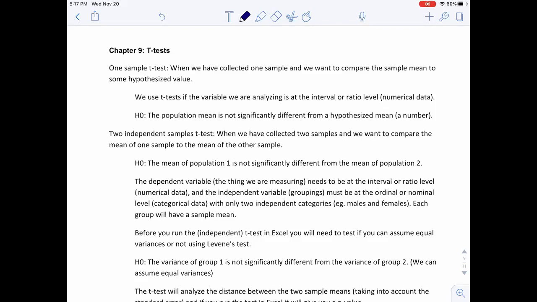Your null hypothesis for two independent samples: t-tests always have to do with the mean, right? And so what does that mean? The underlying assumption is that we have numerical data, right? And so we have to talk about the mean, how it compares to the mean. So the mean of population 1 is not significantly different, right? So no difference from the mean of population 2.